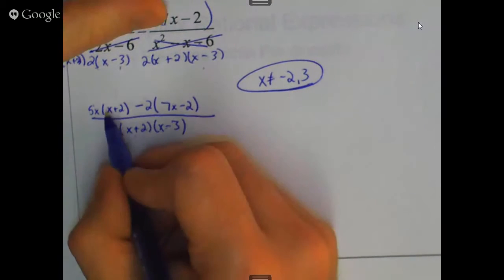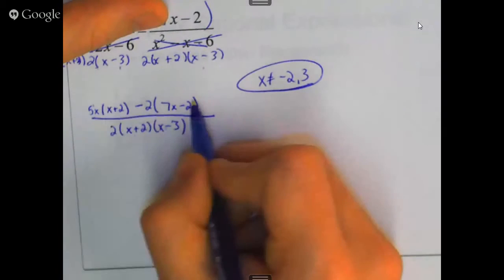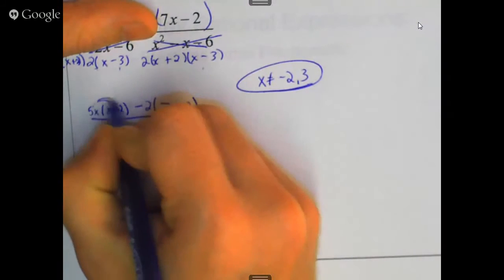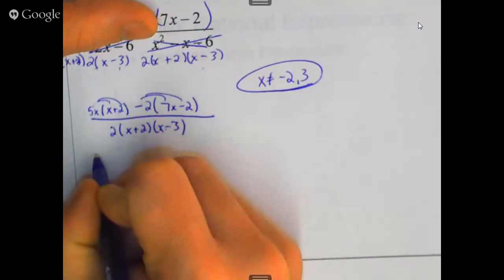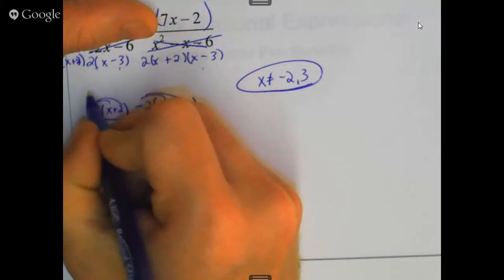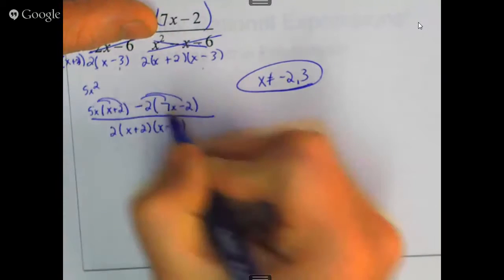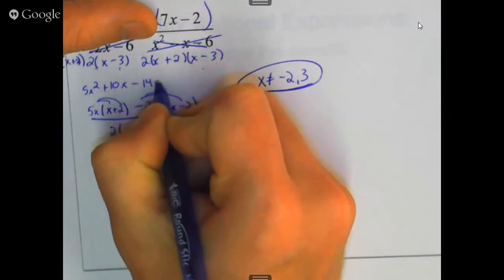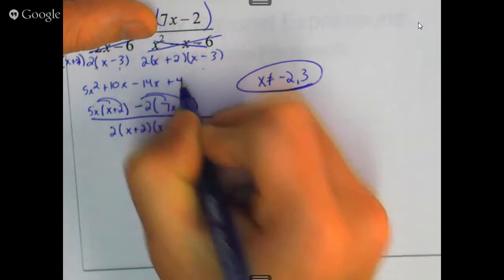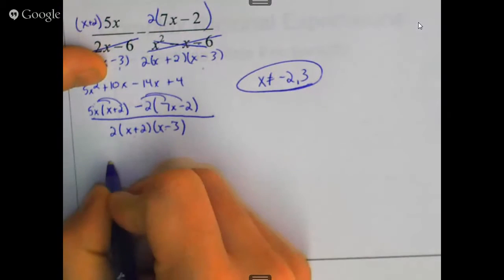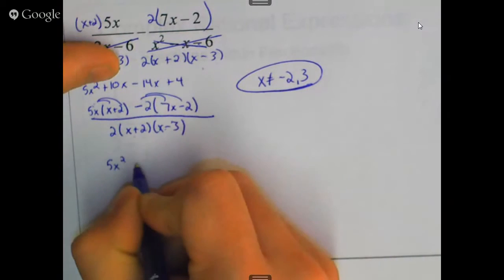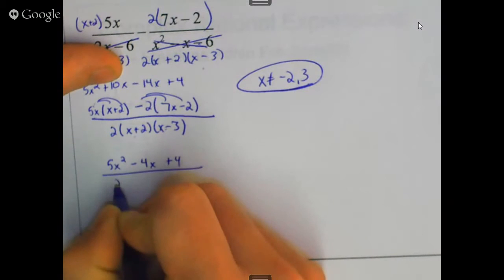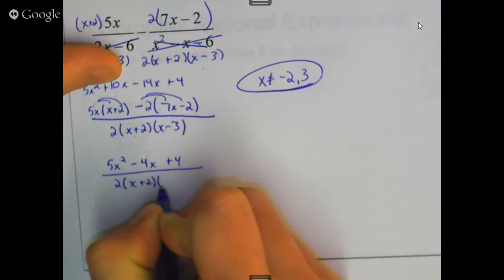We need to simplify this top, multiply it all out, combine like terms. So if I distribute and distribute, 5x squared plus 10x minus 14x plus 4. So if I combine all my like terms, I get 5x squared minus 4x plus 4 over 2, x plus 2, x minus 3.